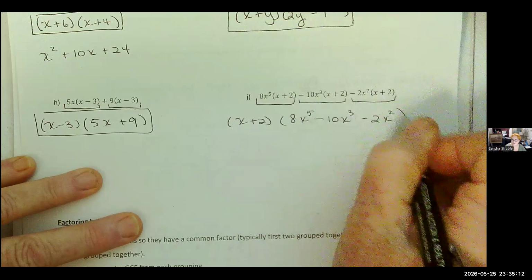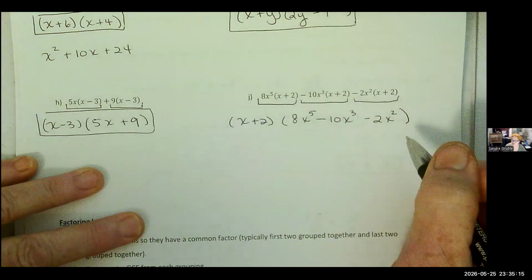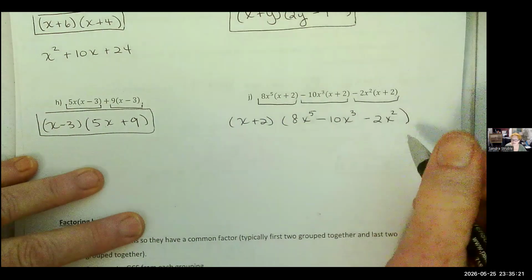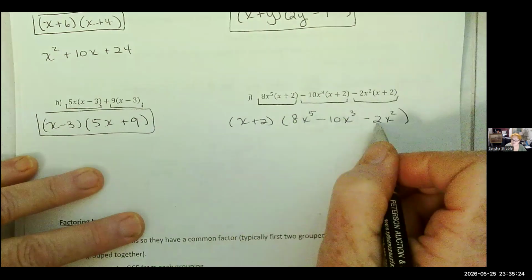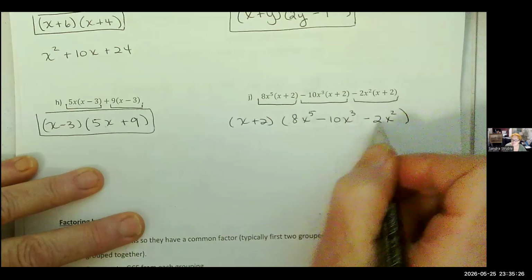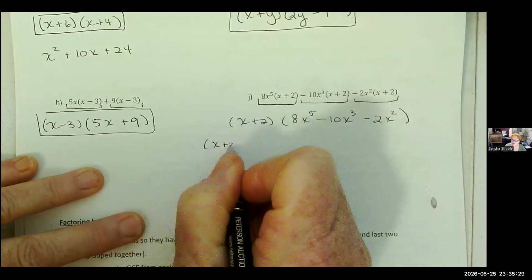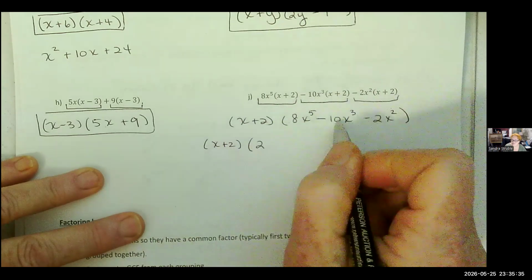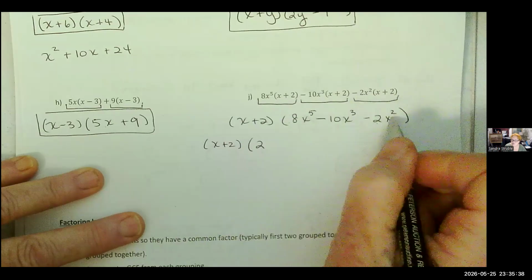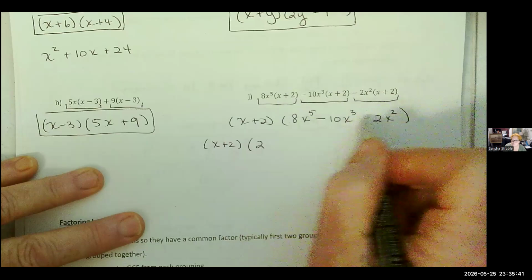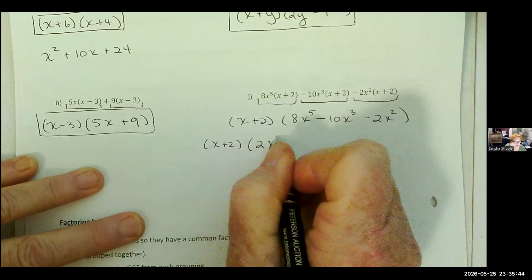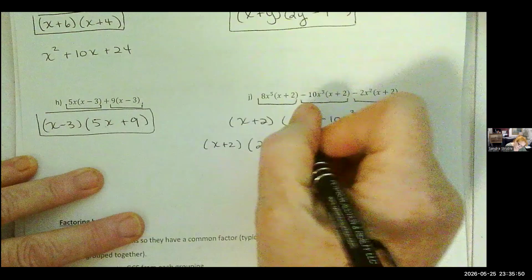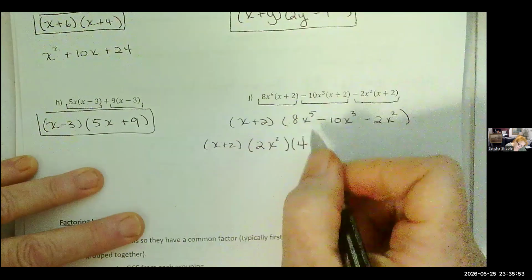Hold the phone. We have more factoring we can do. But wait, there's more. Look at this. These are all even numbers. So I'm going to move this x plus 2 over here. It's still part of it, but I'm going to factor out something else. I'm going to at least factor out a 2 because they all factor by 2, and they all have x's. So what's the highest x that they have in common? X squared. So I can factor out a 2x squared from this. When I factor out a 2 from the 8, I'm left with 4. And when I factor out an x squared from x to the fifth, I'm left with x cubed.